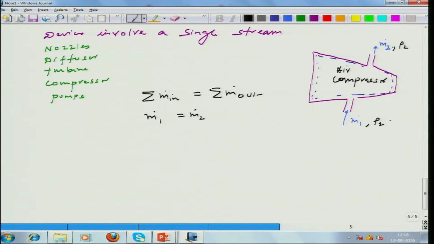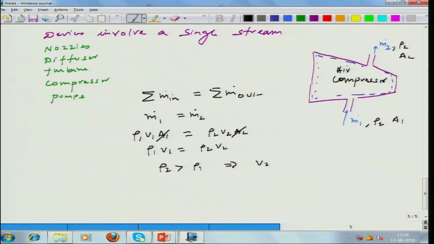And the cross sectional areas will be, let's say, A1 and A2. If we consider the velocity here to be average velocity, this would be rho 1 V1 A1 is equal to rho 2 V2 A2. If you consider cross sectional areas to be the same, this will get cancelled and rho 1 V1 should be equal to rho 2 V2. Now being a compressor, your rho 2, the density at exit, should be higher than rho 1. This would indicate that the velocity at the exit would be lower than at the inlet condition.